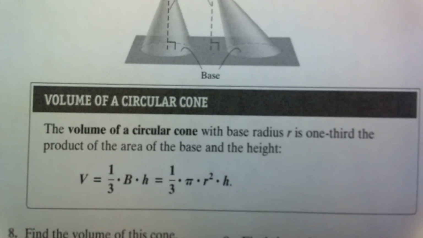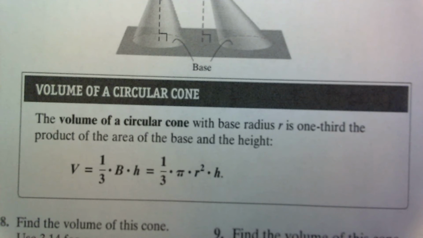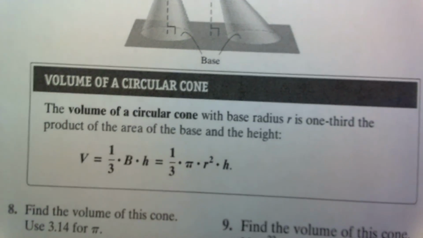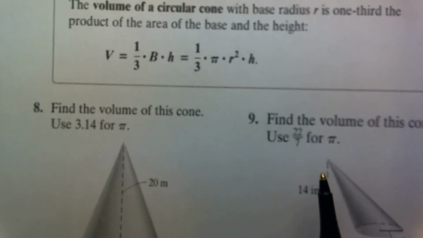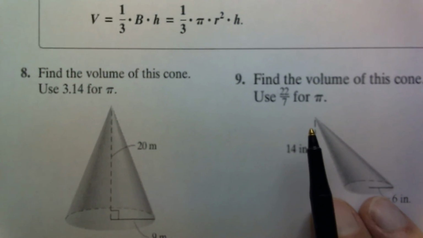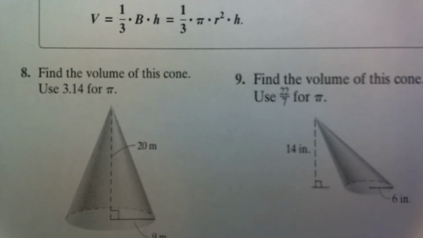So the volume of a circular cone is given as V equals 1/3 base times height, or 1/3 pi r squared times height. Remember, the base is a circle, so this part here is the area of a circle. Okay, very simple calculation. So let's apply that to this next example.